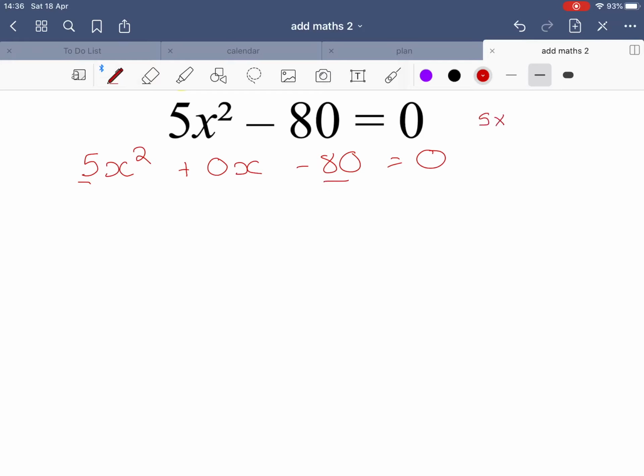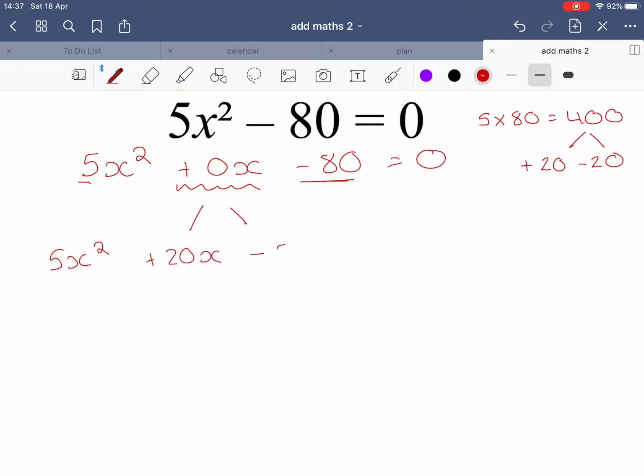You're going to do 5 times 80. So 5 times 80 is 400. And then I want the factors of 400 that add up to make nothing. So basically you need the same number. So what number times by itself is 400? So it is 20, because 20 times 20 is 400, and 20 take away 20 is 0. So I want to rewrite my equation. Instead of 0, I've got 20x. So I've got 5x squared plus 20x, and obviously this one's going to be a takeaway to make the minus 80, and it needs to make 0.